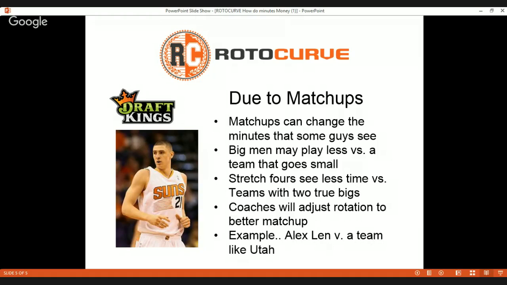So if you know that a guy like Alex Len is going up against a team that has two big men, you know that he's probably going to be one of those guys who gets a bump up in minutes. With a bump up in minutes, you look at his points per minute, he's going to wind up scoring maybe 25 to 30 fantasy points instead of 18 to 25. You can get him at the same price. That's the kind of situation where, due to matchups, you can foresee somebody playing some more minutes.